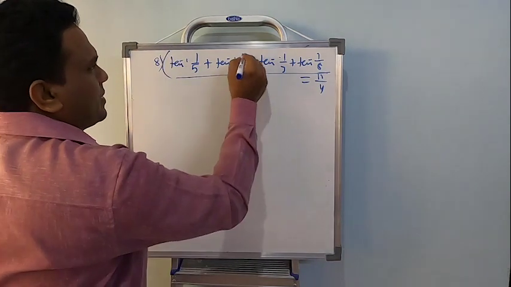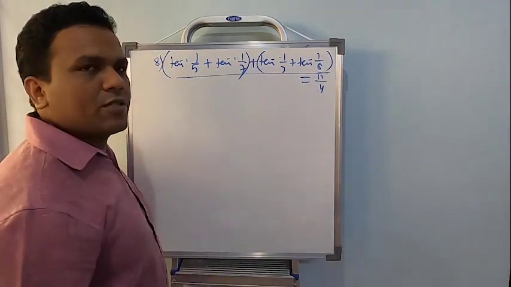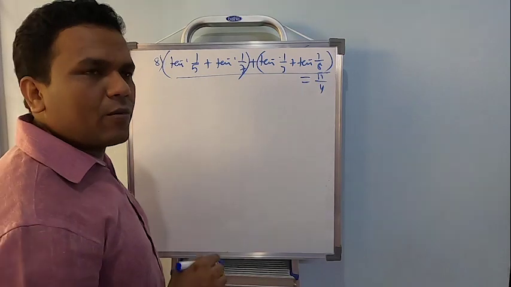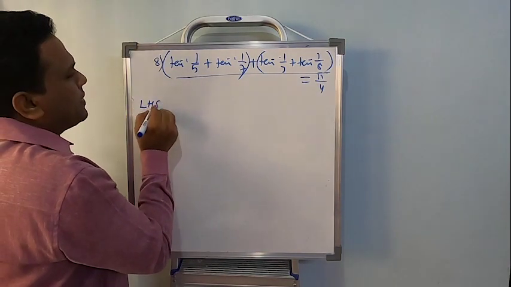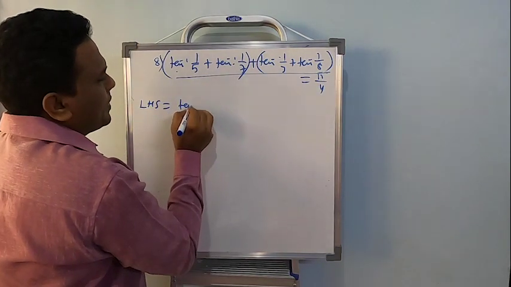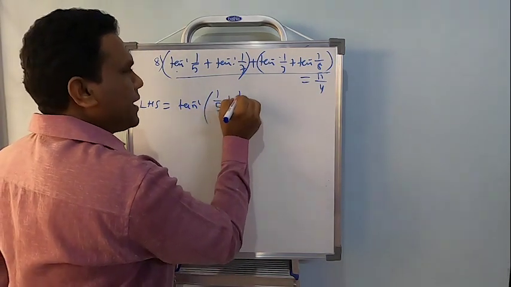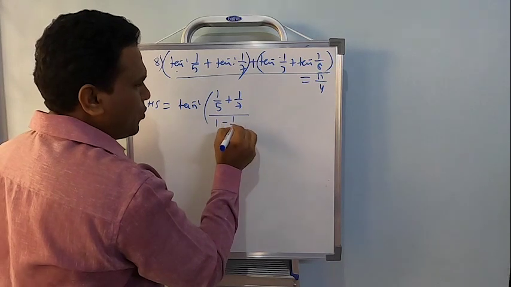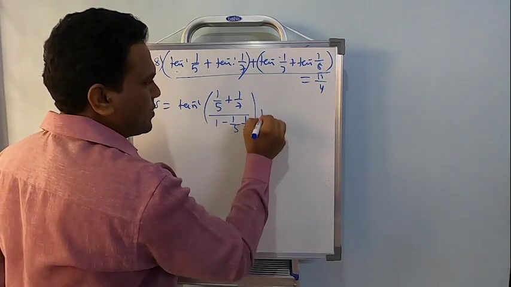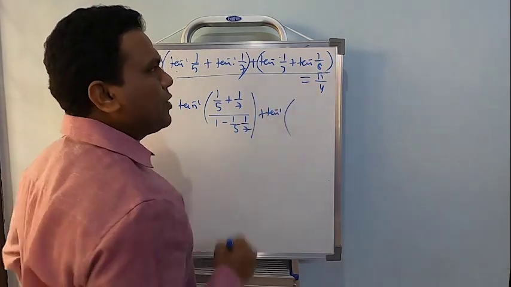It's quite simple task. Combine the first 2 and combine the next 2 and keep simplifying till I get the required answer pi by 4. So LHS, when I combine these two, apply the formula of tan inverse x plus tan inverse y given by tan inverse of x plus y by 1 minus xy. This is for the first term plus. Similarly, continue for the second one.